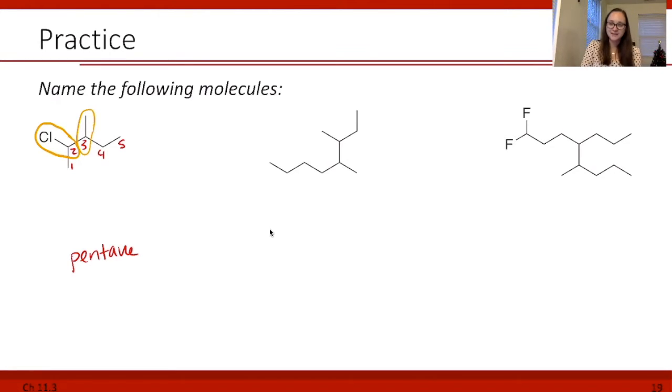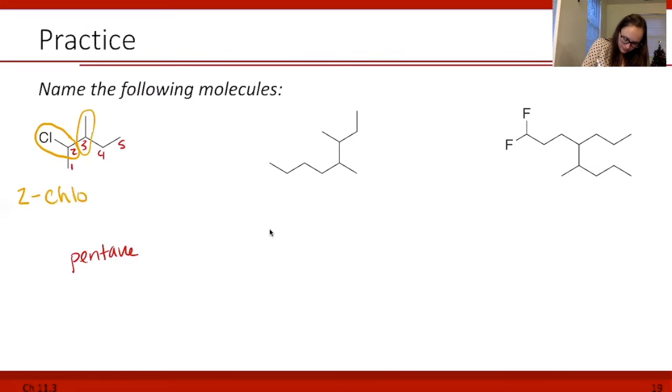Okay, so now let's write out what our substituents are. We have at the 2 position a chloro, and then we have at the 3 position a methyl. So if we're comparing for our ABC, we compare chloro to methyl. Chloro comes before methyl, so the total name will be 2-chloro, 3-methyl pentane.